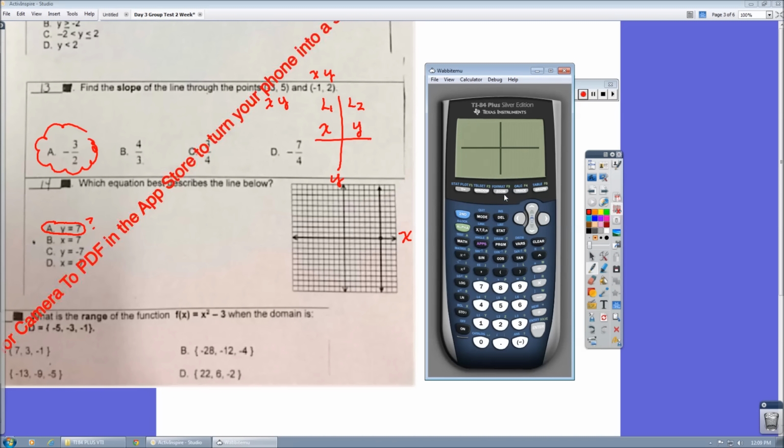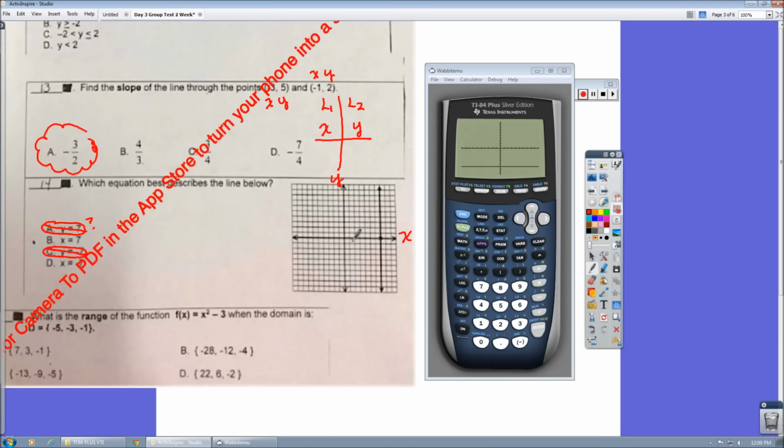Well, I'm zoomed out, so do a zoom standard. Does that look like what we have? No. Let's try y equals -7. Let's see if that's going to look like the graph in the problem. So under y equals -7, we hit graph. Nope. So it has to be an x equals.